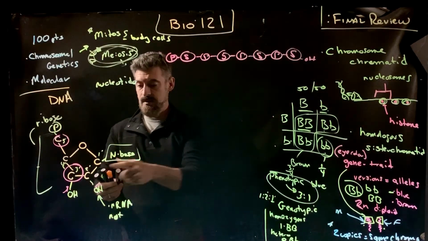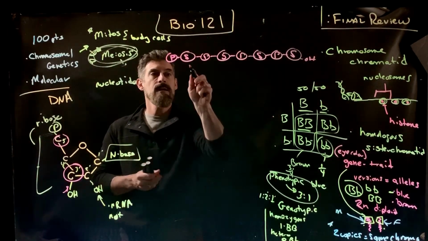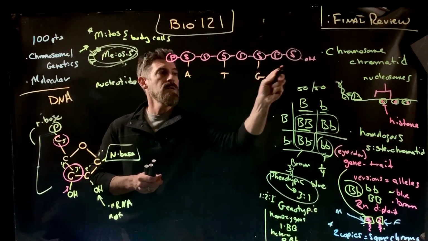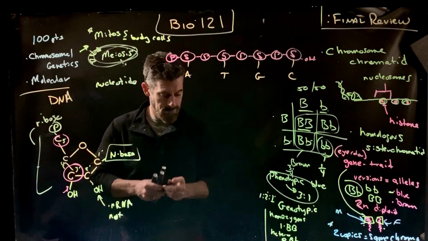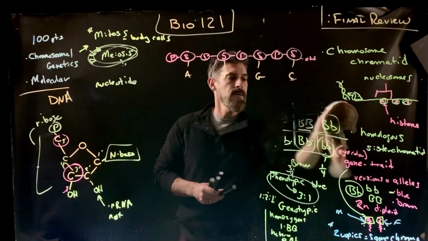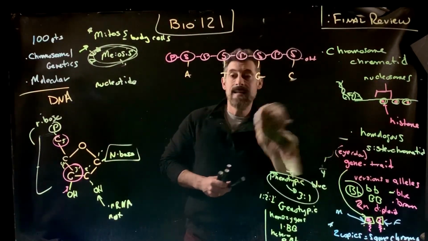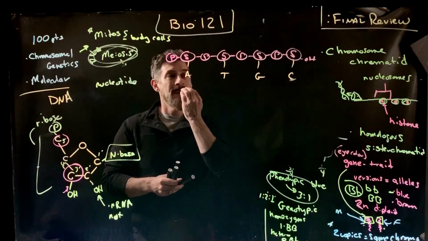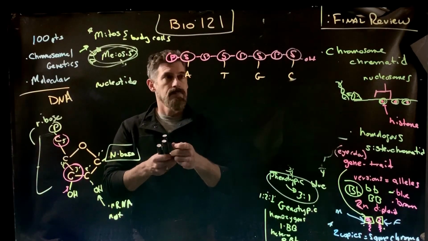Sticking off of the sugars here is a nitrogenous base, right? So let's say it could be A, T, G, or C. Some more space. DNA is double-stranded. So I said that was one of the things I wrote up here. So we're going to have two strands come together.